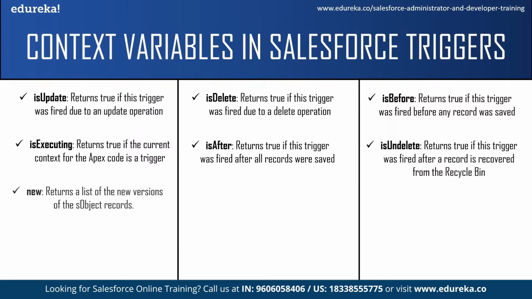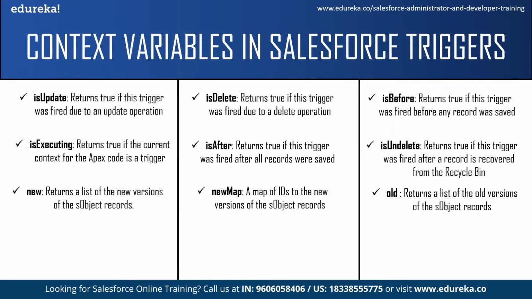Next, we have the new context variable. Now this returns a list of new versions of the Salesforce object records. The Salesforce object records are only available in insert, update, and undelete triggers, and the records can only be modified in before triggers. After that, we have newMap. newMap is a map of IDs to the new versions of the Salesforce object records. This map is only available in before update, after insert, after update, and after undelete triggers.